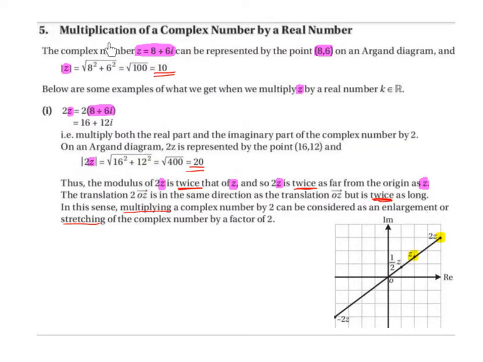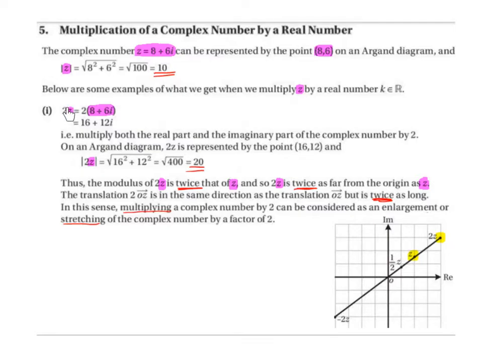Part 5. Multiplication of a complex number by a real number. The complex number z equals 8 plus 6i can be represented by the point 8, 6 on an Argand diagram. And the modulus of z is equal to the square root of 8 squared plus 6 squared, which is the square root of 100, which is 10. Below are some examples of what we get when we multiply z by a real number, k. And k must be an element of the real number set.